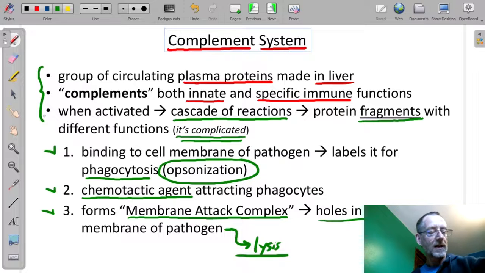So, great. Next we will talk about B cell and T cell activation, part of specific immunity.